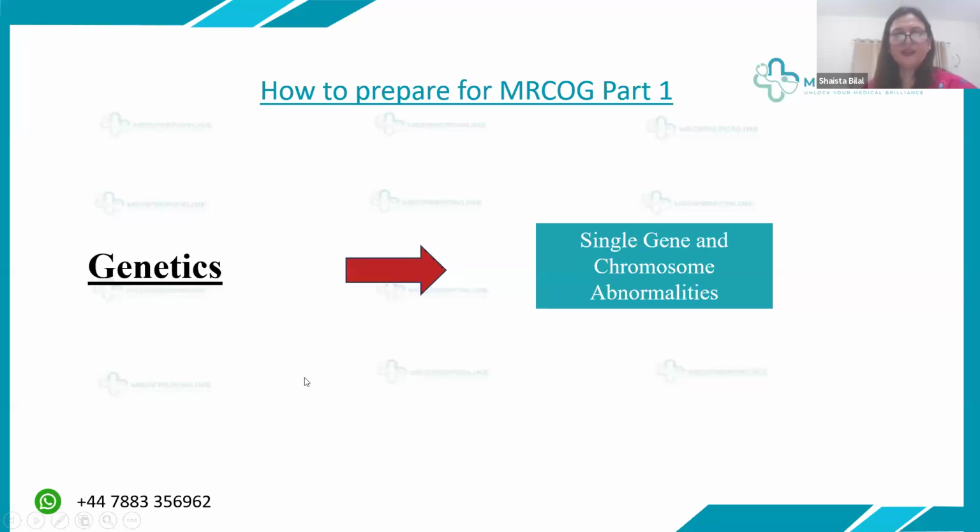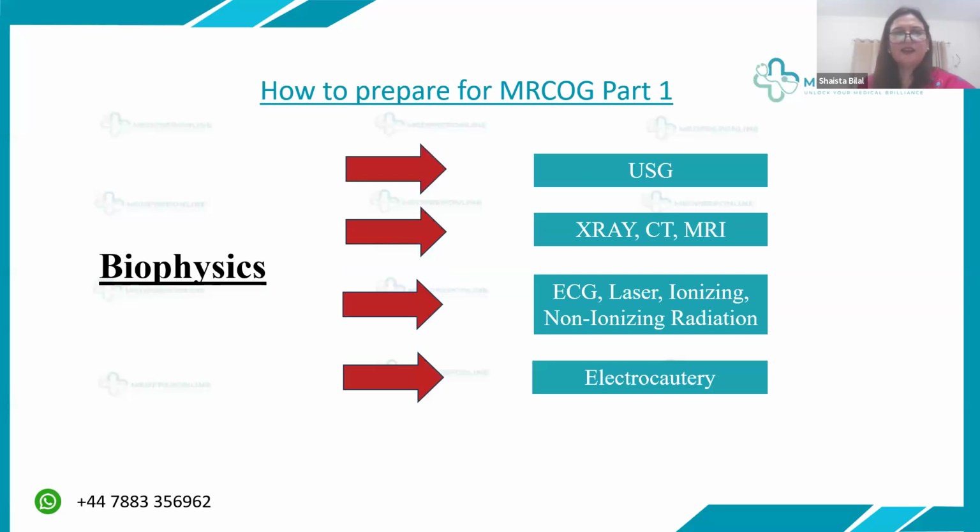The next thing is biophysics. Biophysics includes ultrasound, X-ray, CT, MRI, ECG, and electrocautery. Believe me, all of these things are very easy. They are things we are all doing in our clinical practice.